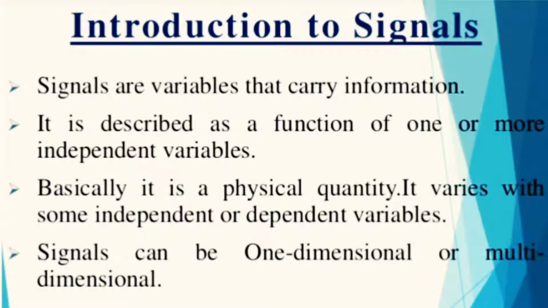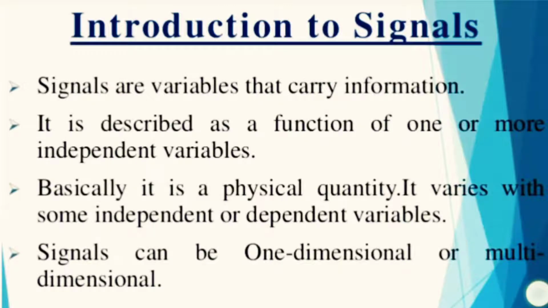What is a signal? Introduction to signals is one of the topics in unit 1. Signals are variables that carry information. A signal is described as a function of one or more independent variables. Basically it is a physical quantity that varies with some independent variable, that is, it can vary with respect to time. Signals can be one dimensional or multi-dimensional.